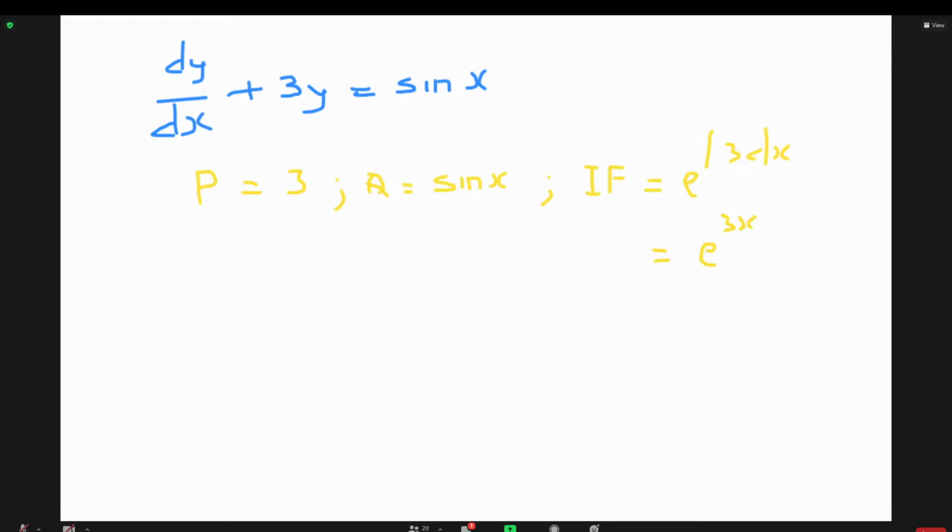Now let's go back to the formula. Our answer is going to be y times our integrating factor is equal to the integral of Q by the integrating factor dx.